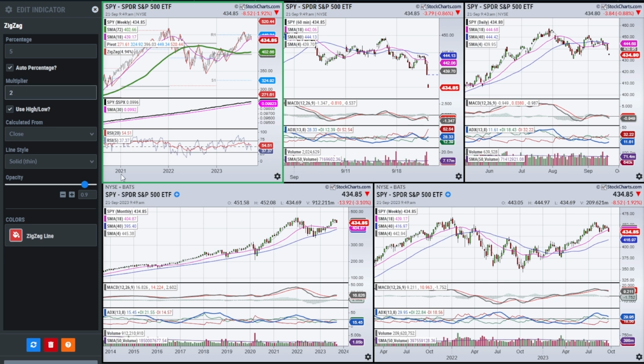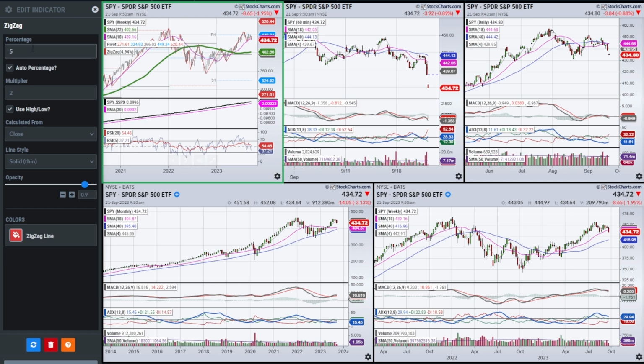The way I was showing it in the lesson, this is how it's set up. I've got percentage 5. I've got an auto percentage set. It's important. And then multiplier is 2. It comes by default at 2.5 on their setup. And then I do use the high-low off the close. The reason why that's important is if you use the auto percentage, it doesn't matter the time frame. It's going to auto adjust this thing so that it finds each swing on each time frame.